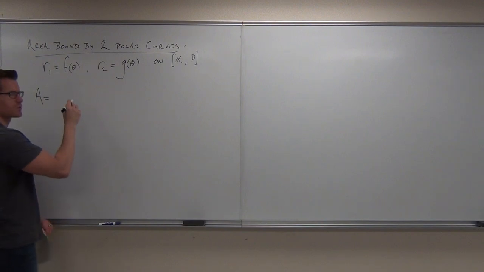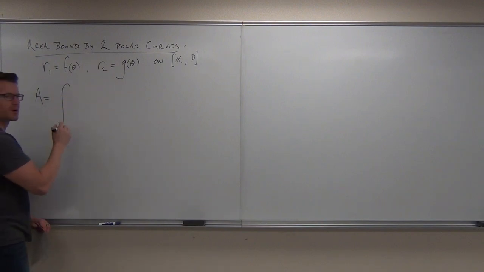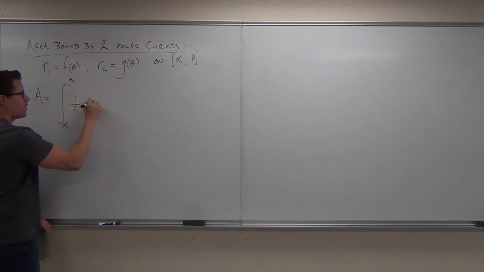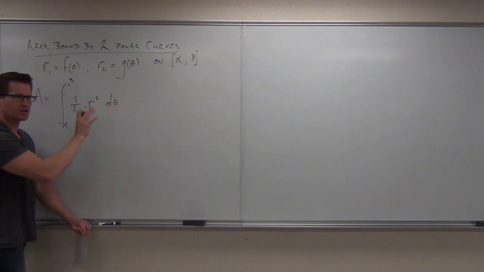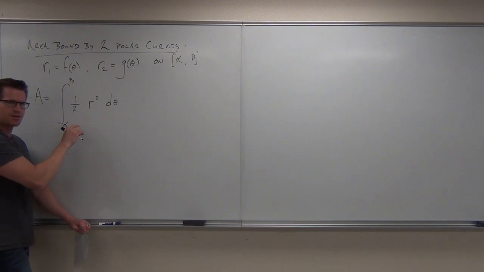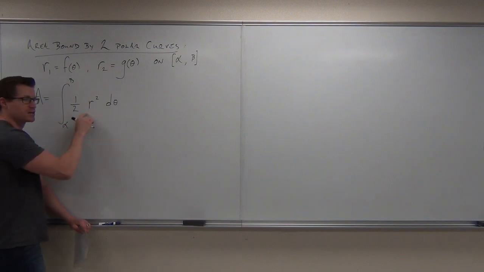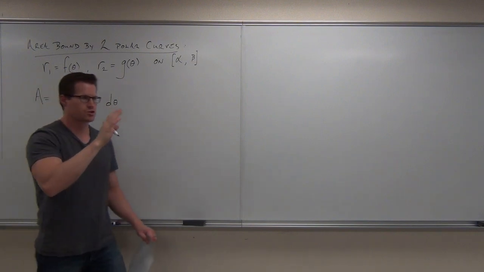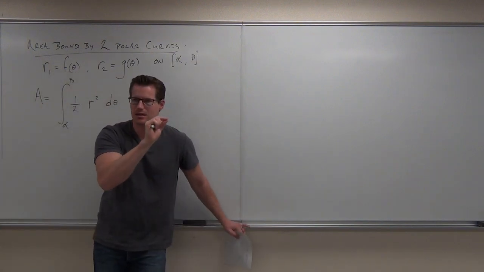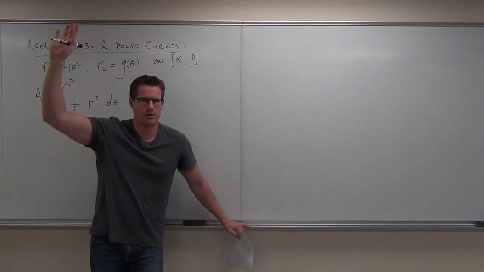Let me refresh your memory here real quick. Area bound by one curve would go from alpha to beta of 1/2 r squared d theta. Does that look familiar? Don't write that down. You already have it. Do you remember this? This is area of a sector as we're letting the angle change. We're adding up all the little sectors as our angles change by teeny, teeny angles. Show of hands if you feel okay with that one.